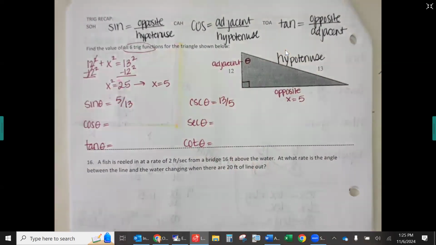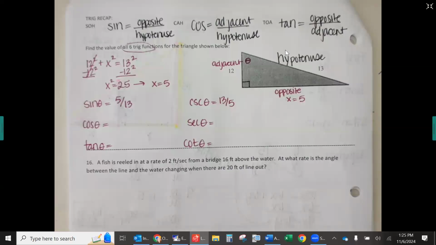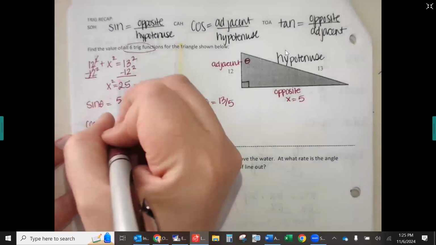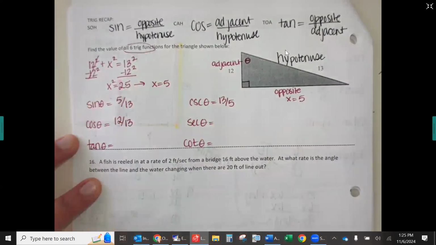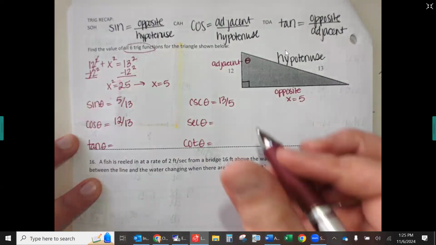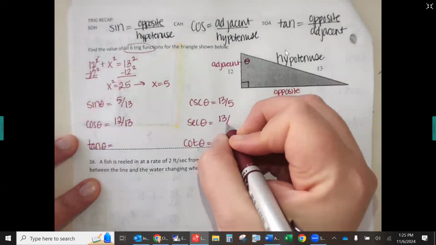Okay, let's go down to the next one for cosine. Even though I don't know how big theta is, I know that cosine theta is going to equal the adjacent side divided by the hypotenuse. What fraction would that be here? 12 over 13. Which would mean that secant would equal the reciprocal of that, or 13 over 12.